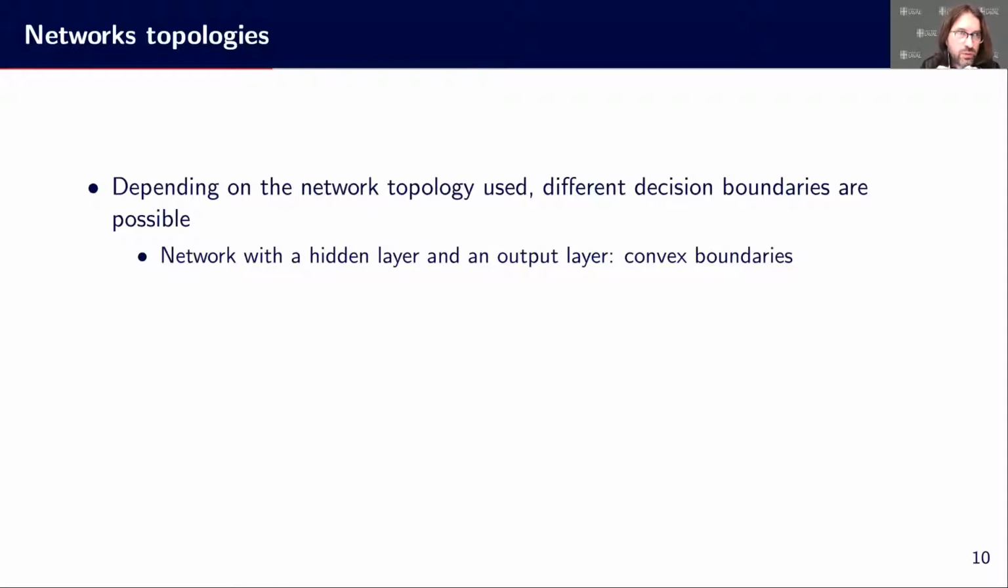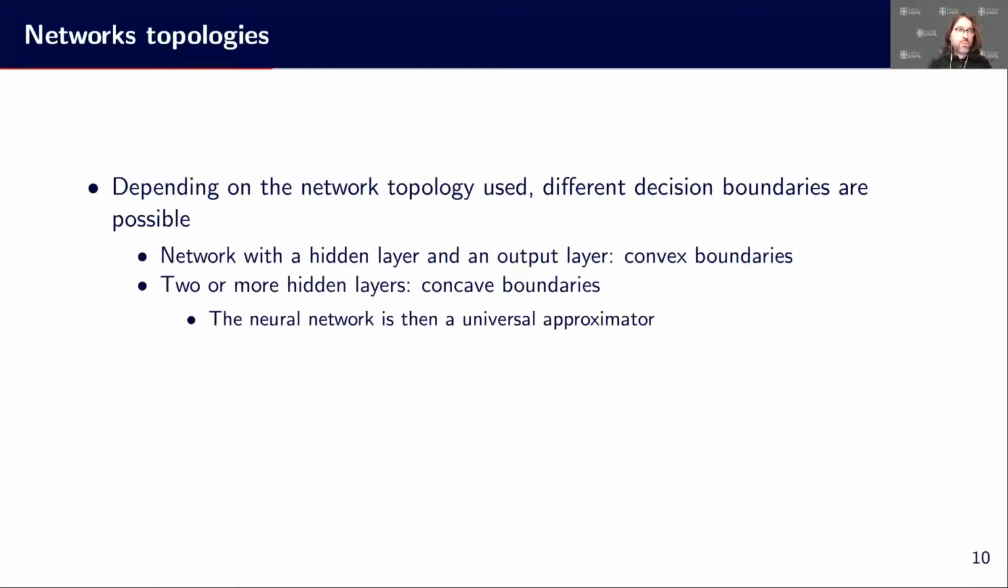So this is one topology to solve that problem, but there are many topologies, many configurations of neural networks that can be used to solve the XOR problem or any other problem. Given the topology, we have different possible decision boundaries. We usually say that with one hidden layer, we are able to process non-linearly separable data in terms of classification, but we will be able to learn only convex boundaries. So we are relatively limited by the type of decision frontiers that we can learn from neural networks with one hidden layer. If we go with two or more hidden layers, then we are able to build up concave boundaries.